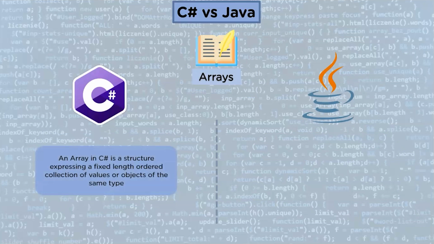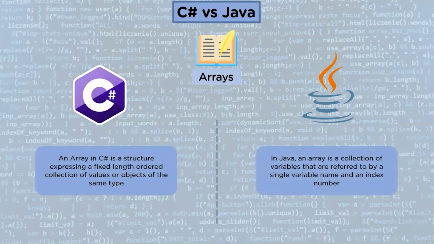Arrays. An array in C# is a structure expressing a fixed length ordered collection of values or objects of the same type. In Java, an array is a collection of variables that are referred to by a single variable name and an index number.